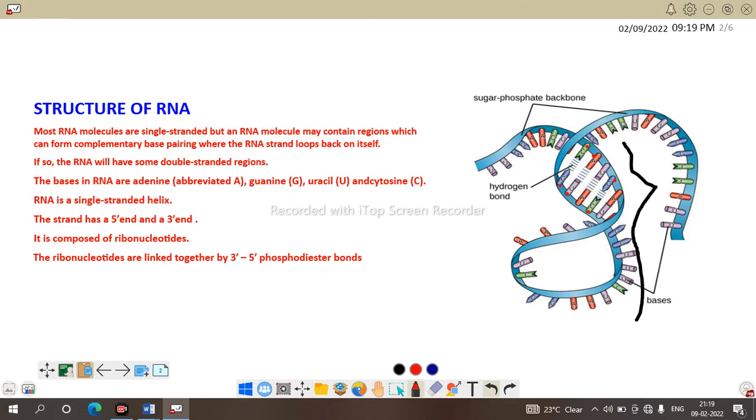RNA is single stranded, as you see in the displayed photograph. The strand runs from 5' end to 3' end. It is composed of ribonucleotides. The ribonucleotides are linked together by 3' to 5' phosphodiester bonds.